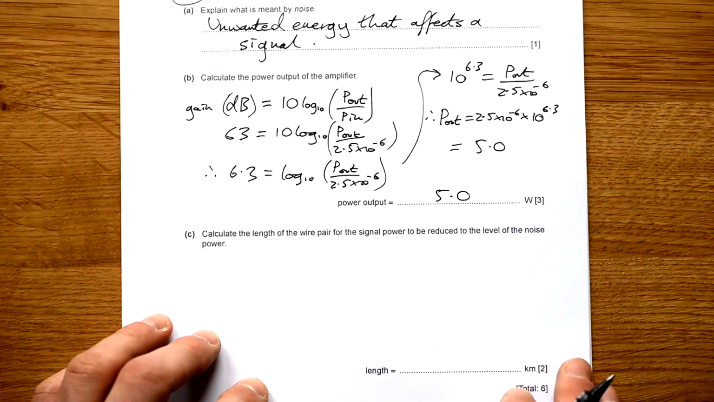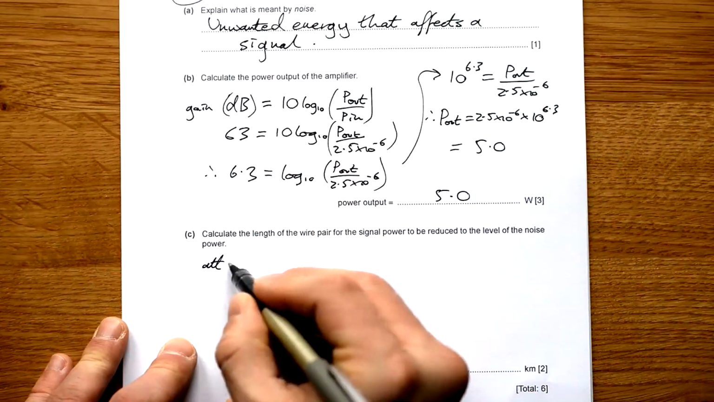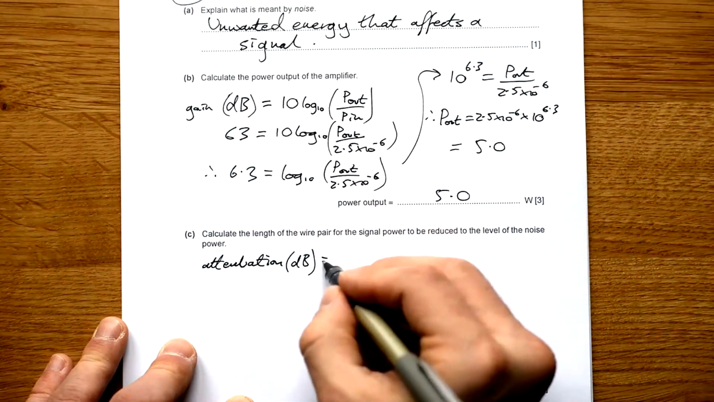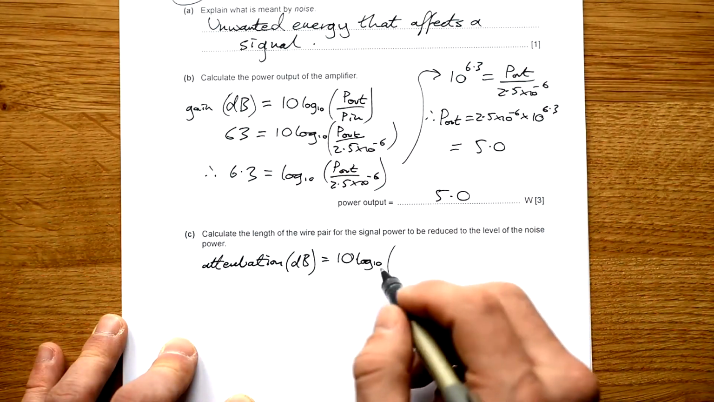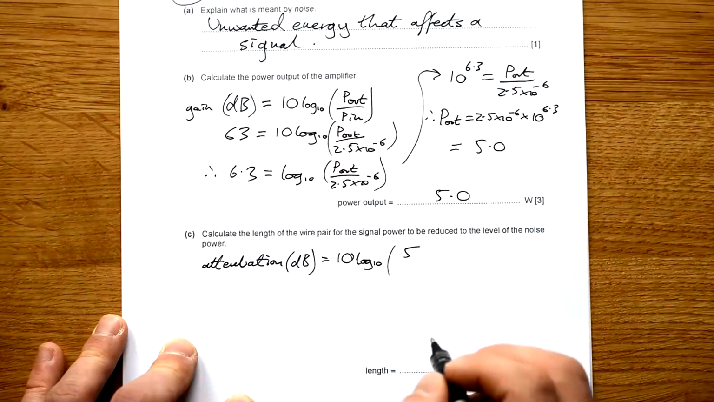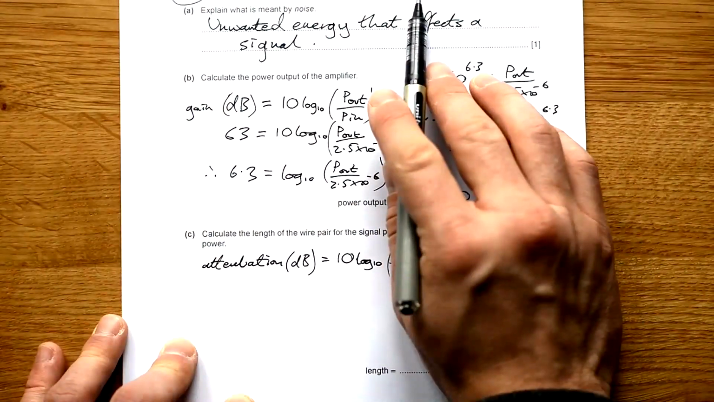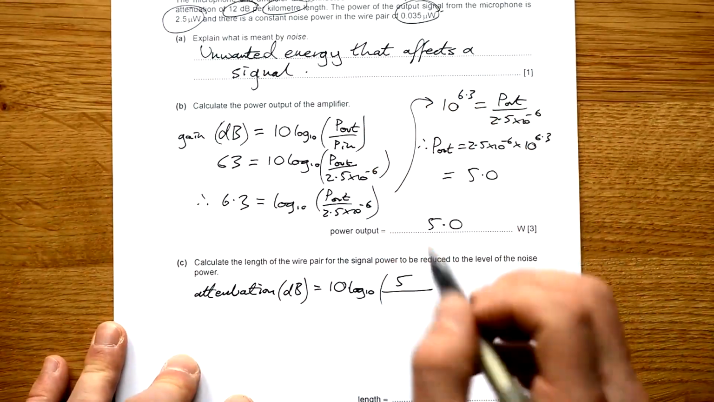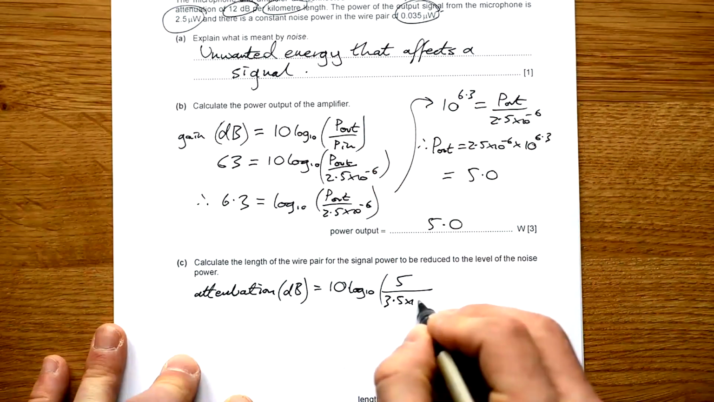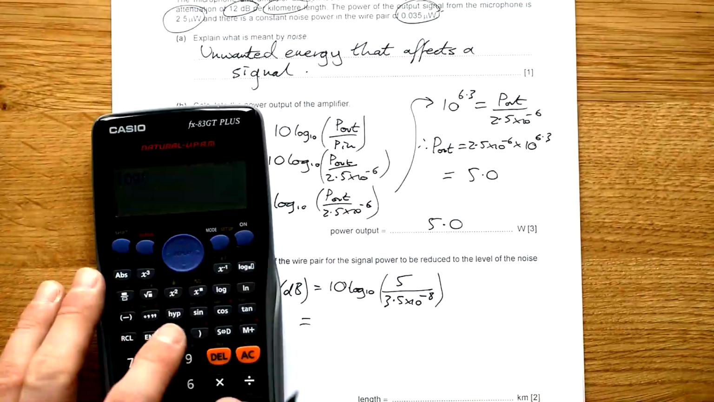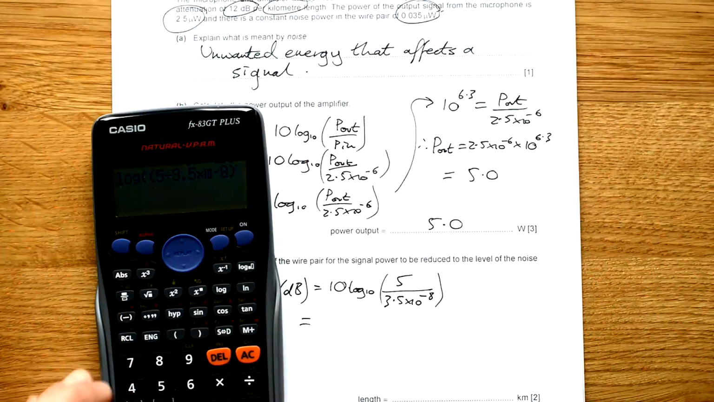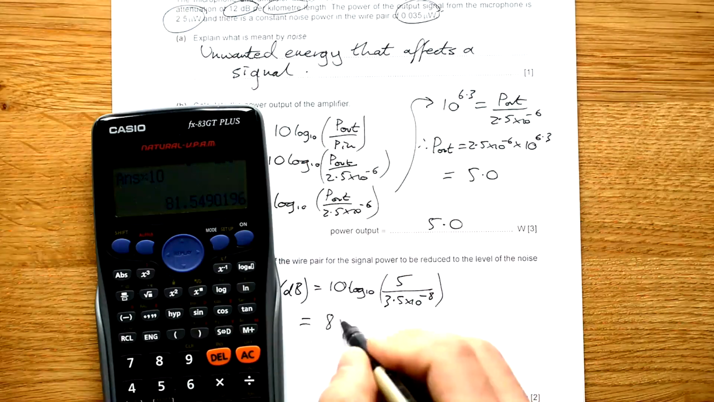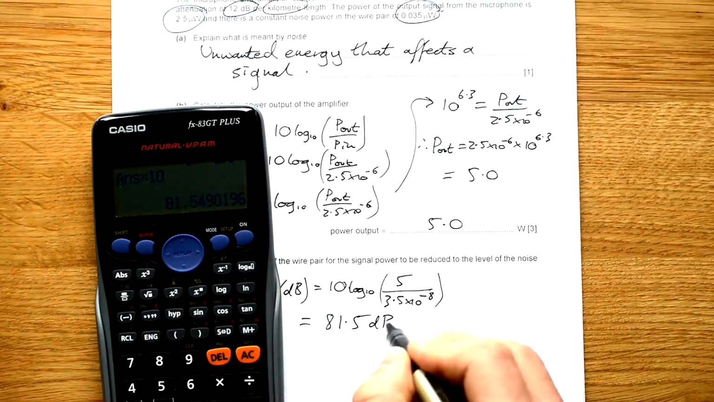Calculate the length of the wire pair for the signal power to be reduced to the level of the noise power. Okay, so we do want our attenuation in decibels first. Again, that's equal to 10 times log to the base 10 of our powers. And we have 5 watts here. And we want to compare that to the noise power, which is 0.035 microwatts. That's 3.5 times 10 to the minus 8 watts. That gives us an attenuation of 81.5 decibels.